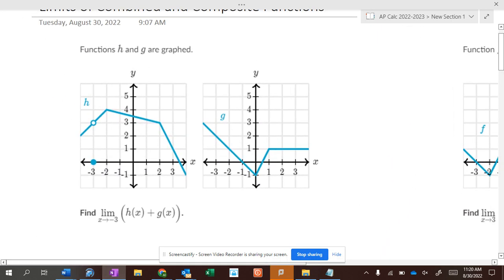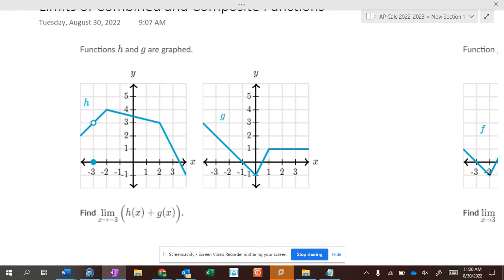All right. So we're doing combined and composite functions here before lunch, and then after lunch we'll do something else. But combined functions. So we're adding and subtracting functions. So it says find the limit as x approaches -3 of h of x plus g of x.